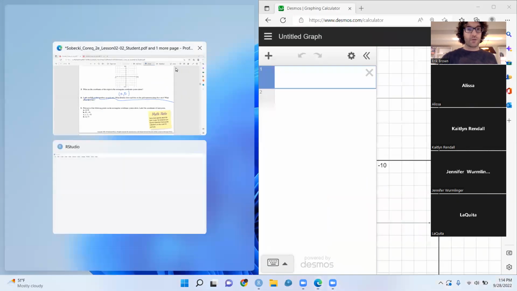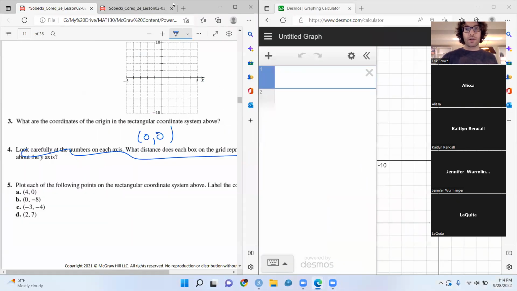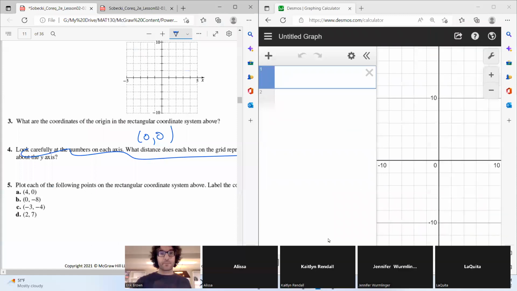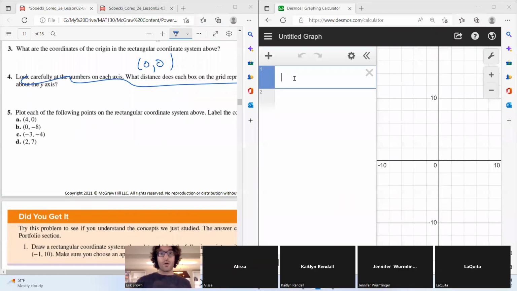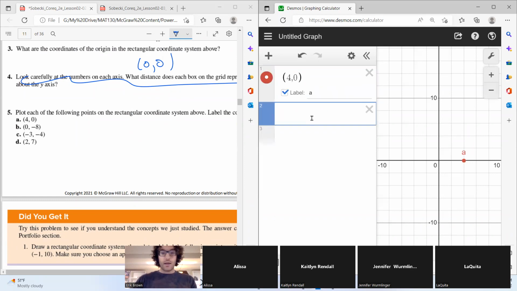So everyone get to Desmos. And I want to make sure you all can get this exact same graph. Now, there's two ways we can do it. One way in Desmos is to write exactly what you see. So parentheses 4, 0. Notice it showed up here. I'm going to label that point A. And then (0, -8). I'm going to label that point B.